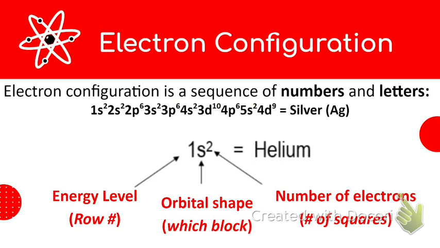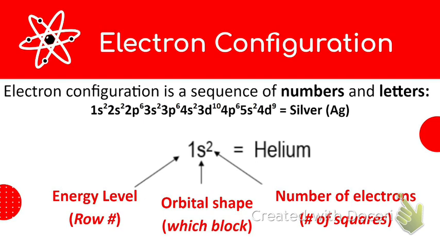All right, so how our electron configuration is going to look is that it's going to be a sequence of numbers and letters. So we'll have like our 1s2, 2s2, 2p6, and this specific sequence of numbers and letters will actually give us an element. So in this case, that top one is going to be for silver. And so how this kind of breaks down is that the number out front is going to be our energy level, or our row number.